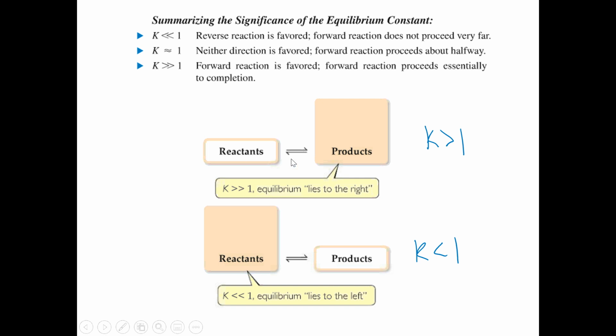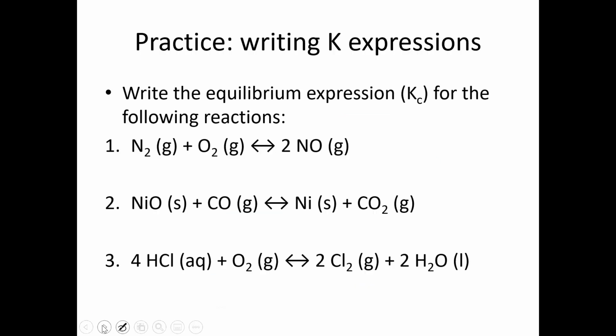And some more vocabulary here is that sometimes people say the equilibrium lies to the right in this scenario, or we might say that the equilibrium is products favored. Those are just different ways to say that you end up with more products at equilibrium. In this scenario, we call it reactants favored, or you might hear someone say that the equilibrium lies to the left. Those are just some vocabulary terms there.